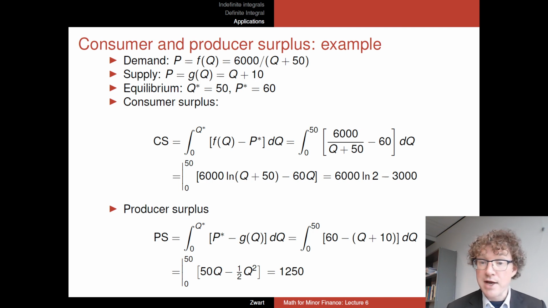If you look at three applications of why we are interested in areas below graphs: we looked at this continuous time finance case where we want to integrate present values of cash flows. We looked at integration under probability distributions, which might occur in your econometrics courses. And we looked at a final thing in this microeconomics application of consumer and producer surplus, which are again areas below demand and supply curves. That said, that's all we want to do about integration in this course.